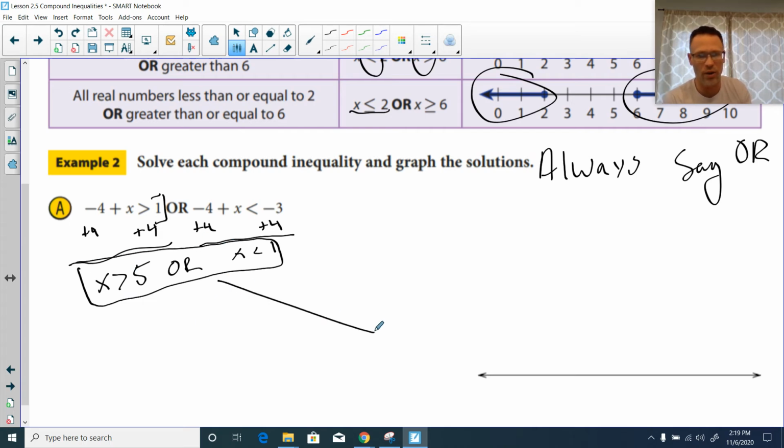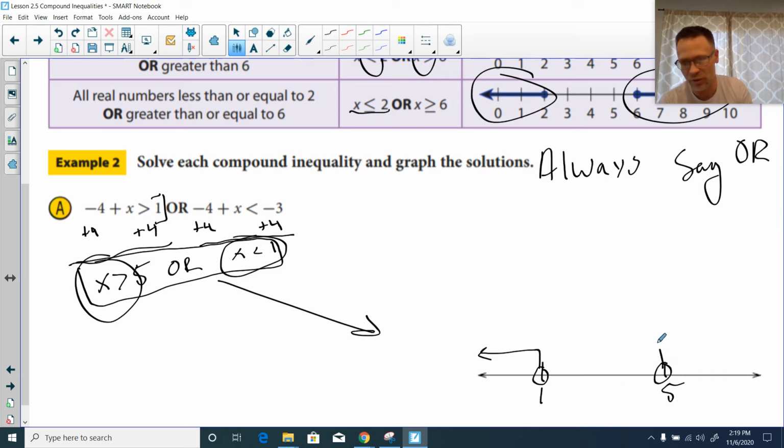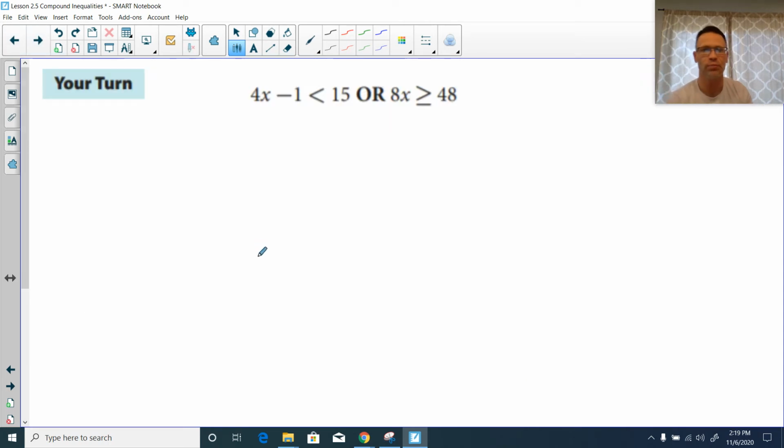So now I just graph these on my number line. Again, small number on the left, big number on the right. I graph them individually. First one is x is less than 1. That is an open circle and my arrow going to the left. Next one is x is greater than 5. Open circle, arrow going to the right. Done. That's all I need to do. So again, with OR graphs, there's no splitting. We just straight up solve each one and then put them both on the same graph.